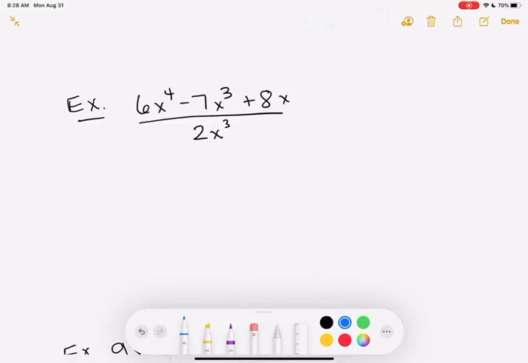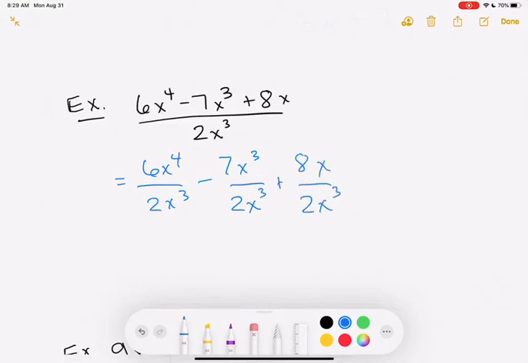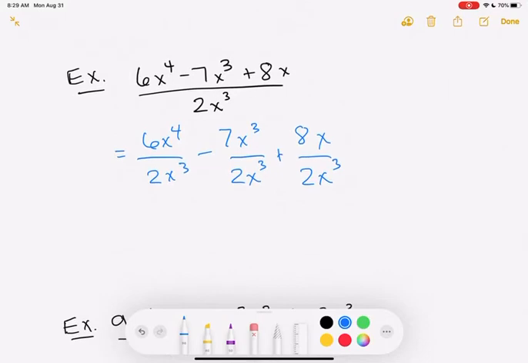Okay, first step, just break it all apart. 6x to the 4th over 2x cubed minus our second piece, 7x cubed over that same denominator, plus 8x over 2x cubed. And then we simplify. So 6 divided by 2 is 3. X to the 4th over x cubed is just x. We have a minus. Those x cubes are going to cancel out, so it looks kind of weird, but it's just 7 over 2.